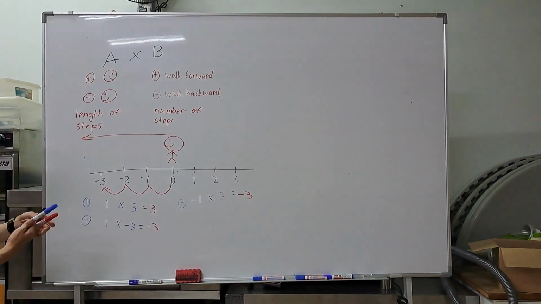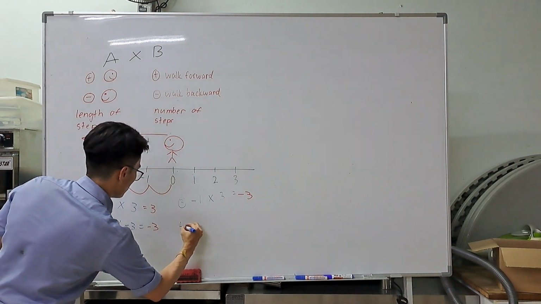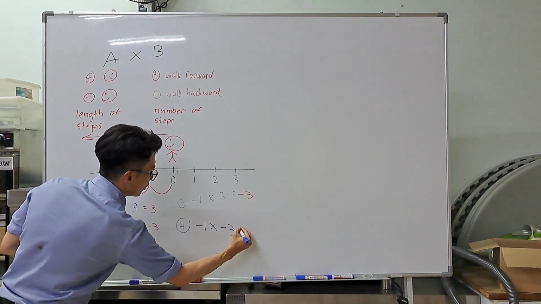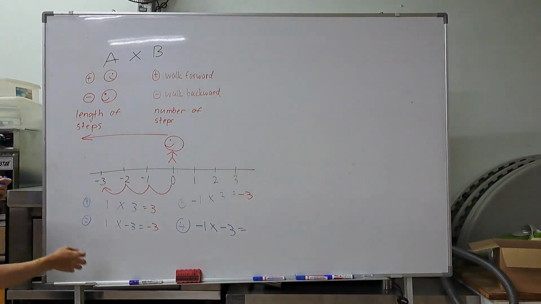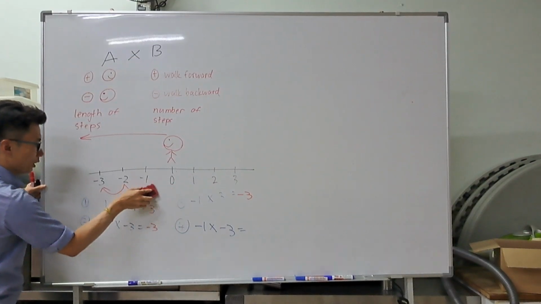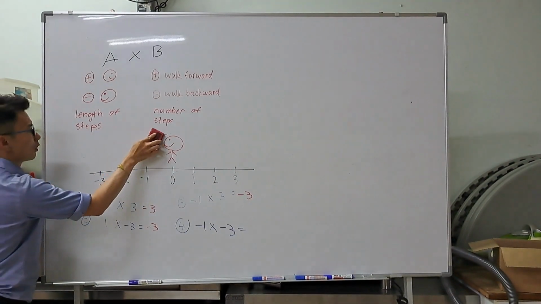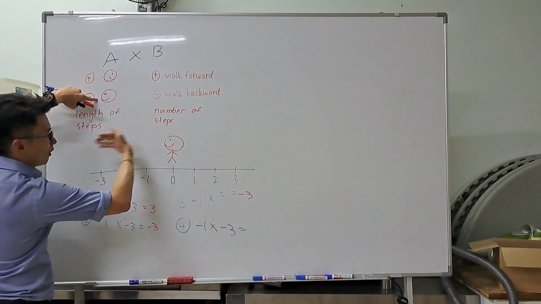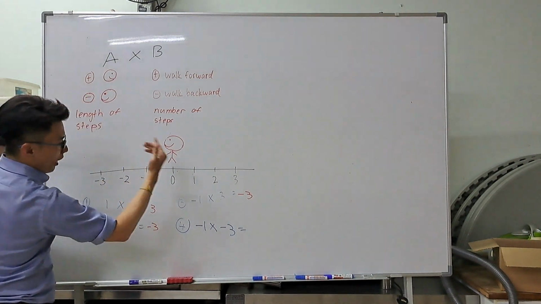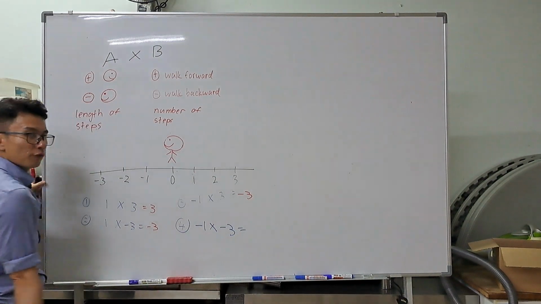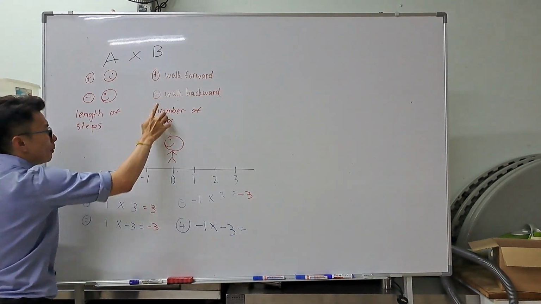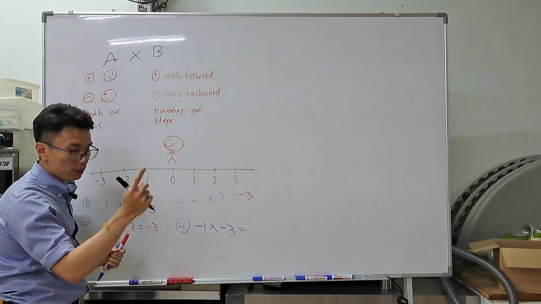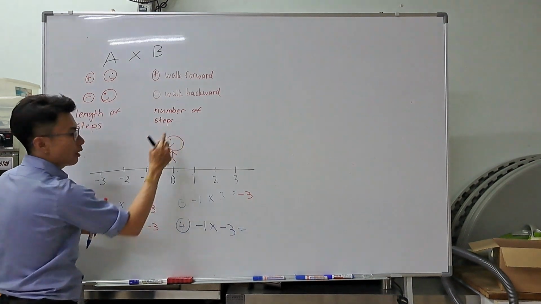And the last example I'm going to show is this one. If I have negative 1 times negative 3, what do I get? Same thing, I will use the same analogy to explain this. Negative 1, I am facing the left-hand side, and I am multiplying with negative 3. Since I'm multiplying with a negative number, I will be walking backwards. The length of my step is 1 unit, and the number of steps I'm taking is 3 steps.